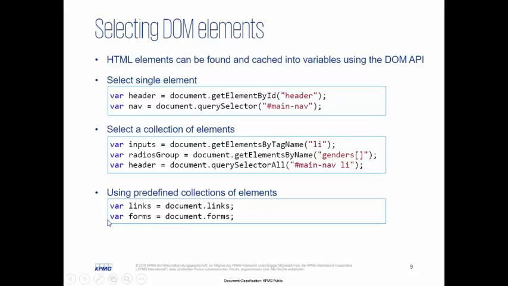There are also predefined collections of elements that you can use and directly consume without querying. For example, document.links will get you all the links on the page, or document.forms will get you all the web forms on the page. Basically with ASP.NET you are allowed to have only one web form on a page, but it's not mandated by HTML. If you're building client side only, you can have multiple forms on the page.